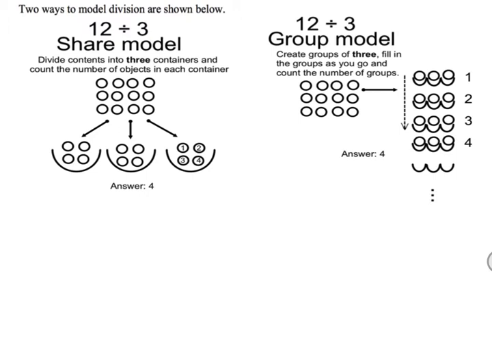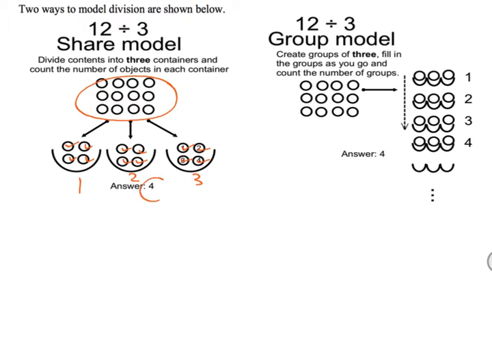Okay. Division can be modeled a couple of different ways. There is a share model and the group model. In the share model, we are modeling 12 divided by 3. We start with 12 items. We create 3 containers, and we do one for you, one for you, one for you, until we have gotten rid of all 12 of the items. Once we've gotten rid of all 12 of them, we count how much are in each container. Each container here has 4.